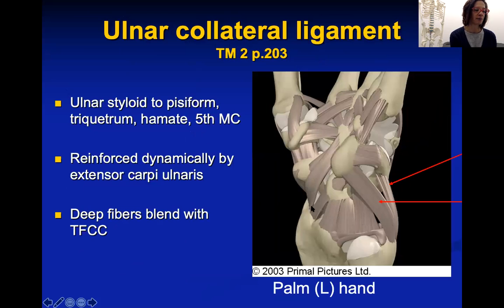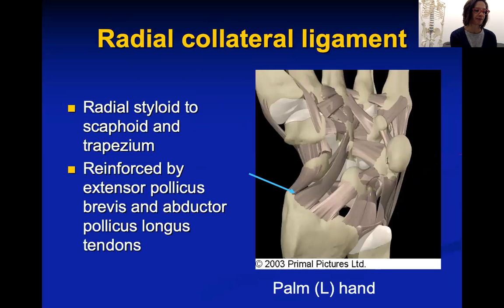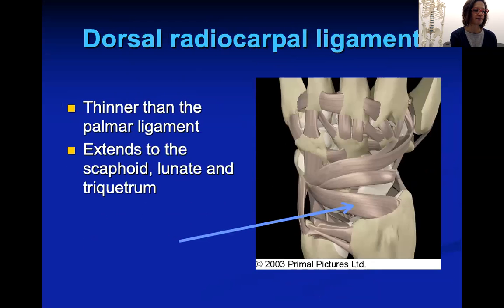The ulnar collateral ligament, it goes from the ulnar styloid to the pisiform, to the triquetrium, to the hamate, and to the fifth metacarpal. So it's got quite a vast attachment, and it's reinforced dynamically by the extensor carpi ulnaris. And those deep fibers of the ulnar collateral ligament blend in with the TFCC. The radial collateral ligament goes from the radial styloid to the scaphoid and the trapezium. They're reinforced by the extensor pollicis brevis and abductor pollicis longus, which make up part of the anatomical snuff box.